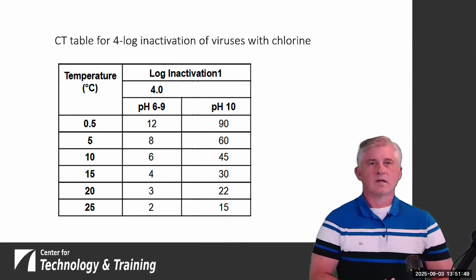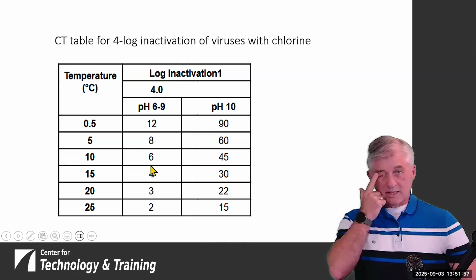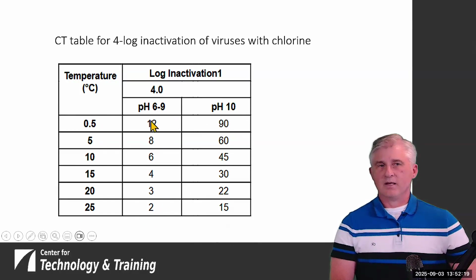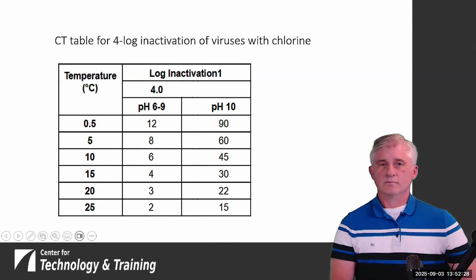So this table is for 4 log inactivation of viruses with chlorine. This is the amount of contact time that we're going to be required to have. And it's affected by pH, because lower pHs require less time than a high pH of 10. It's also affected by temperature, because chlorine is more effective at higher temperatures. Therefore, at the same pH, we'd need less contact time with warmer water than we would with cooler water.